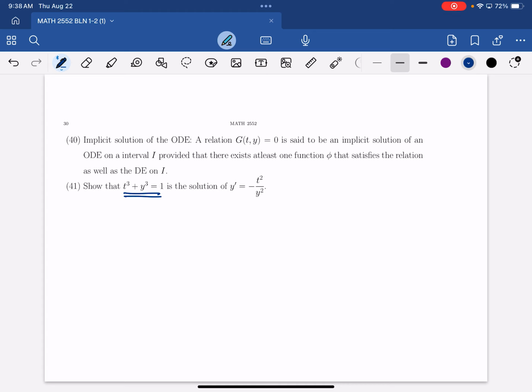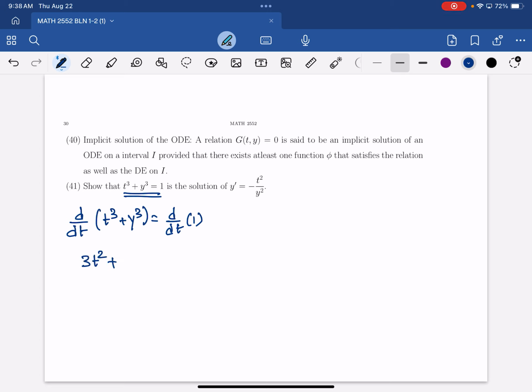So now you want to find y prime, but how do you find y prime for an implicit function? You use implicit differentiation. That's where you bring in your differential calculus. So what you do is you differentiate with respect to t on both sides. You get the derivative of t cubed plus y cubed equals the derivative of 1 with respect to t. And now you're going to use the sum rule of differentiation on the left side. Derivative of t cubed is 3t squared.